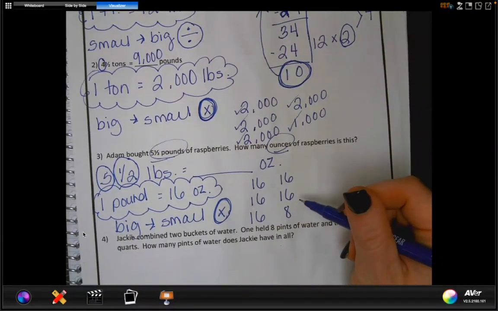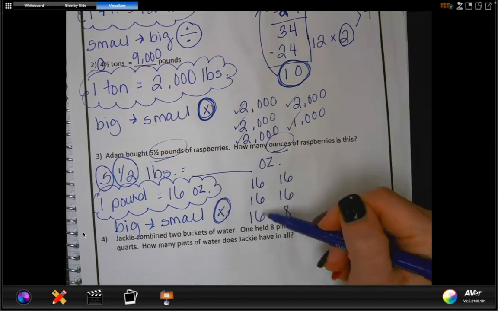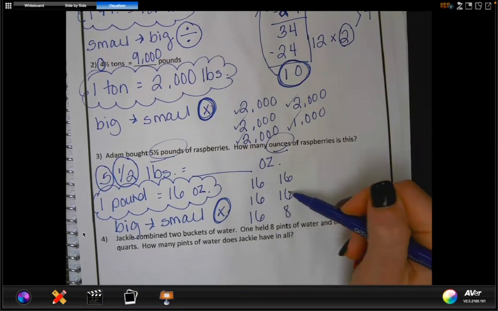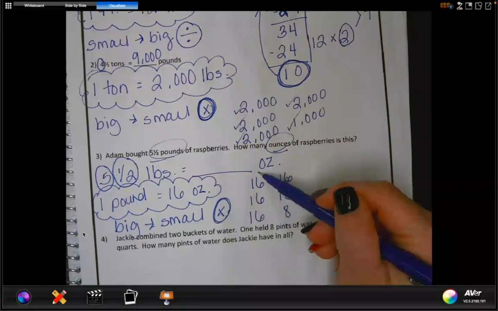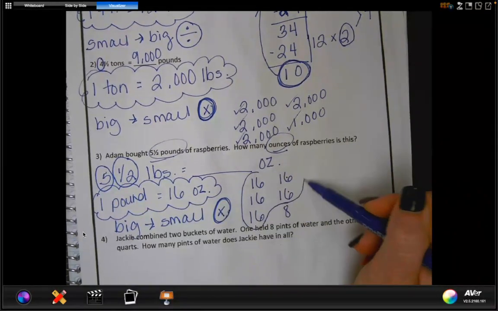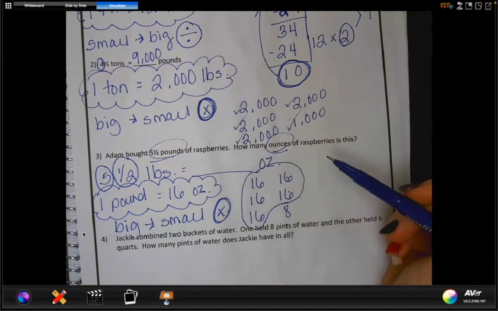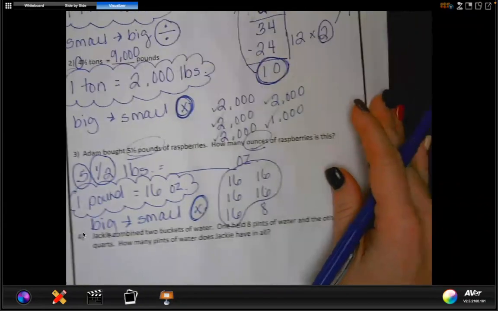So what we're going to do here is do 16 plus 16 plus 16 plus 16 plus 16 plus 8. Now, I don't know about you, but adding 16 that many times sounds a little confusing to me. So let's break this up into some multiplication and some addition.